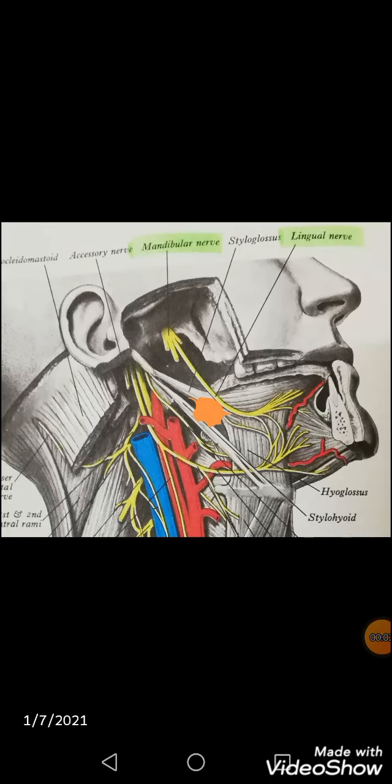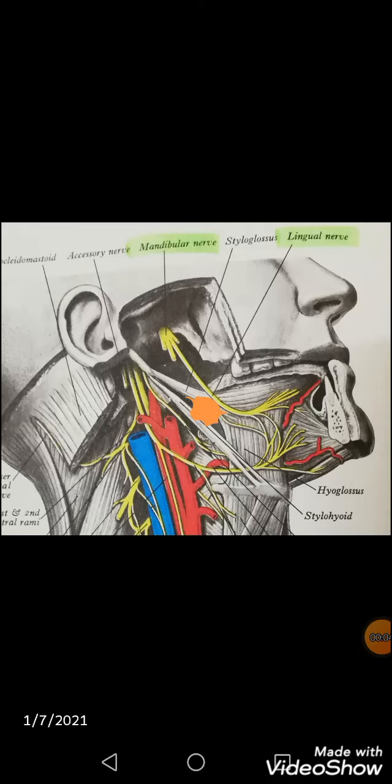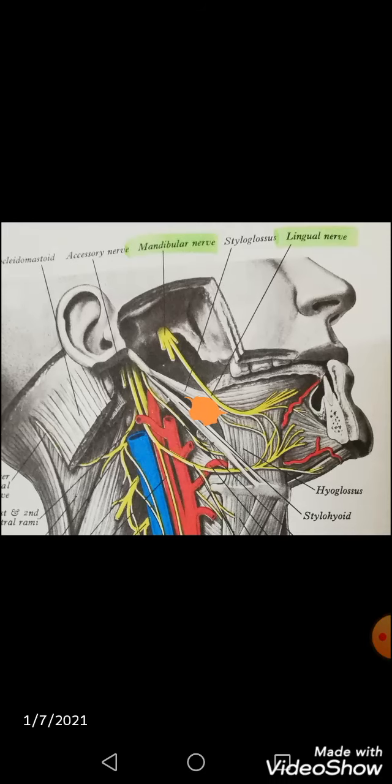Bismillahirrahmanirrahim. Today we are going to discuss the last peripheral parasympathetic ganglion, that is the submandibular ganglion.